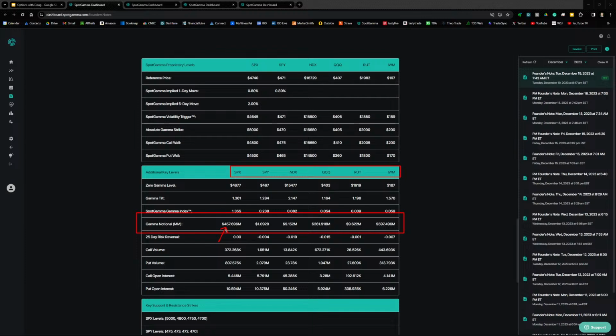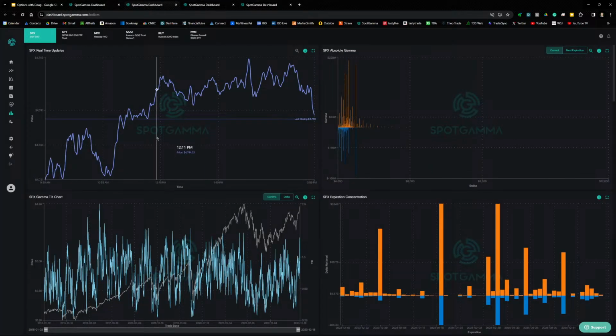These numbers did move around from yesterday. For SPX, gamma notional shifted lower, and for SPY shifted higher, and then for QQQ and IWM shifted lower, but all still positive. All right, let's take a look at the Vanna model now so we can get a graphical representation of what this means.